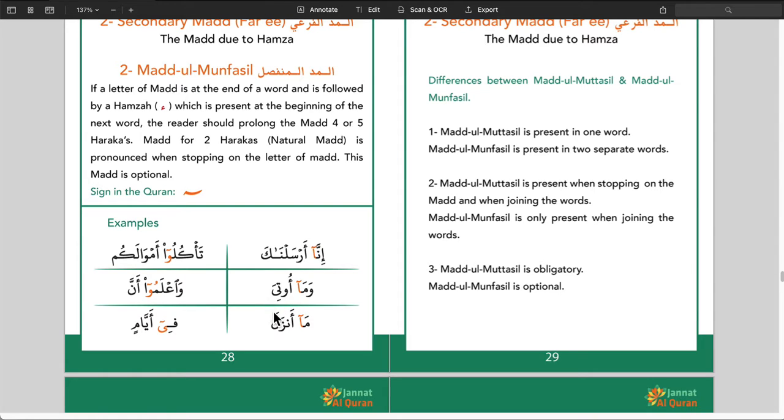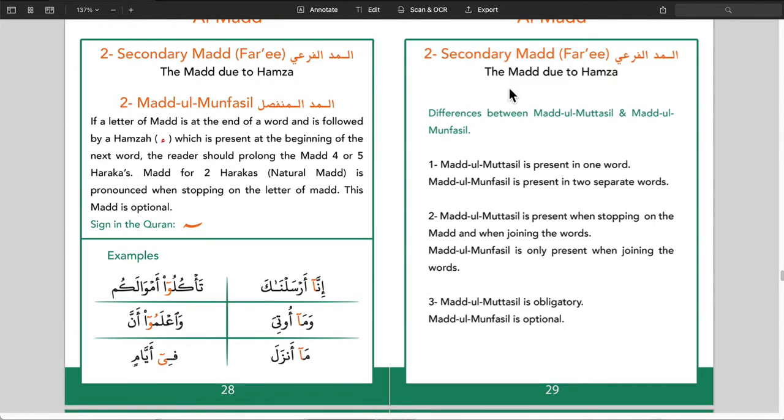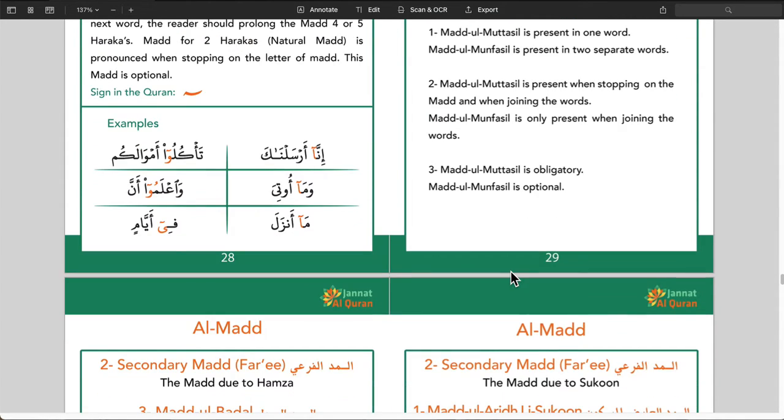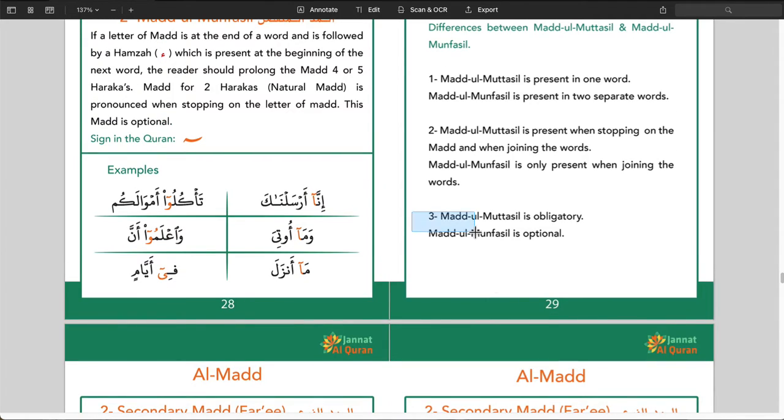وما أوتي ما أنزل. Okay, just 4 or 5 counts. Okay, and then still under this, okay, some point to note that the mad muttasil is wajib, meaning across all the recitation it is always observed, but mad munfasil in other recitation it won't be obligatory.